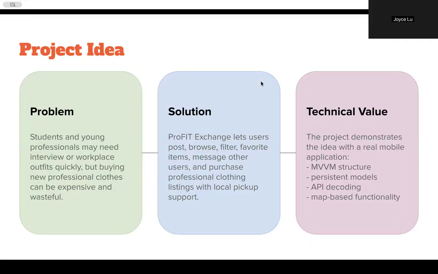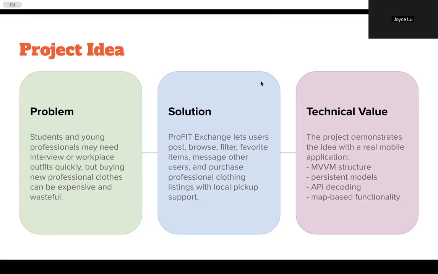The problem I wanted to solve is that students and young professionals often need professional clothing quickly, but buying new business clothing can be expensive. It can also be wasteful if the clothing is only used for a few interviews or formal events. So my solution is Profit Exchange, an app where users can post, browse, filter, favorite, message, and purchase professional clothing listings. The application also supports local pickup, so users can find items near them instead of relying on shipping.